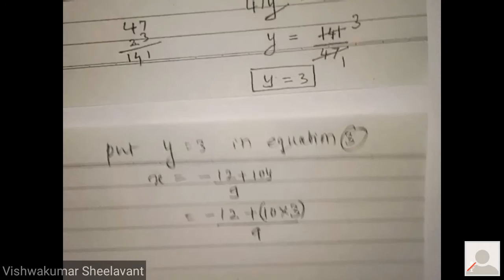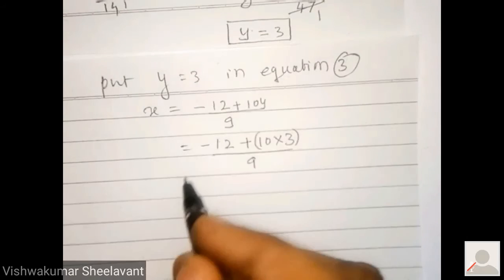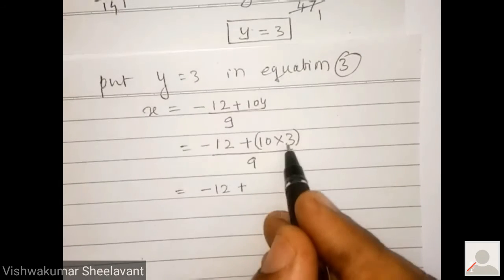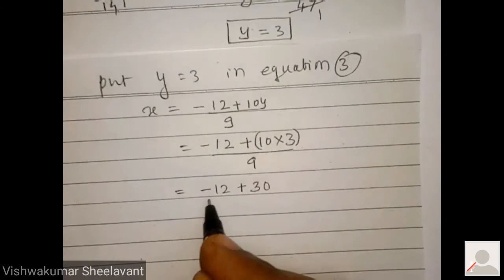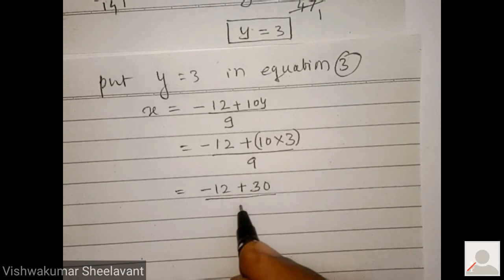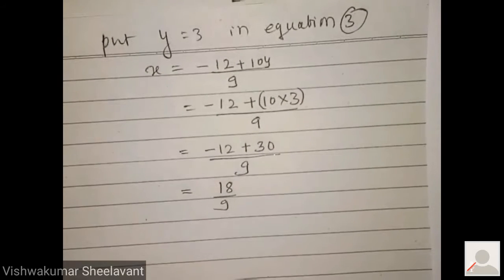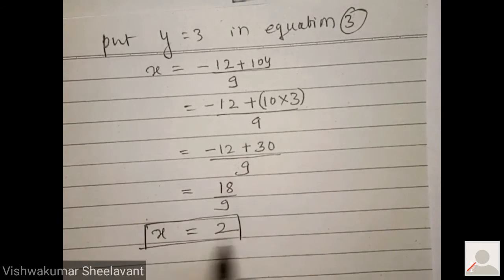You have to make use of BODMAS rule. First bracket open. So to open the bracket, you have to multiply these two. 30 minus 12 plus 30 divided by 9. 30 minus 12, 18 by 9. So here you get 2. Therefore, x value is equal to 2.